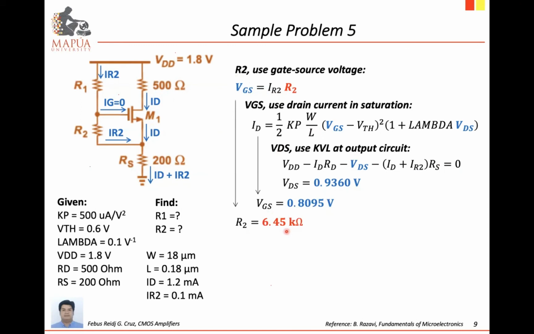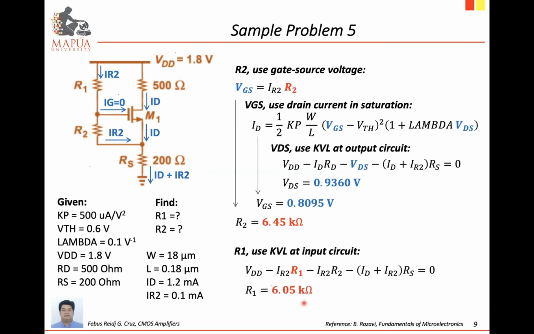Opo. Thank you. And then for R1, we can do a voltage loop at the input. So you have VDD minus IR2 R1 minus IR2 R2 and then minus (ID plus IR2) RS. So the only unknown parameter is R1. So we should be able to solve it. Equal to 6.05 kilo ohms. All right, is this clear?